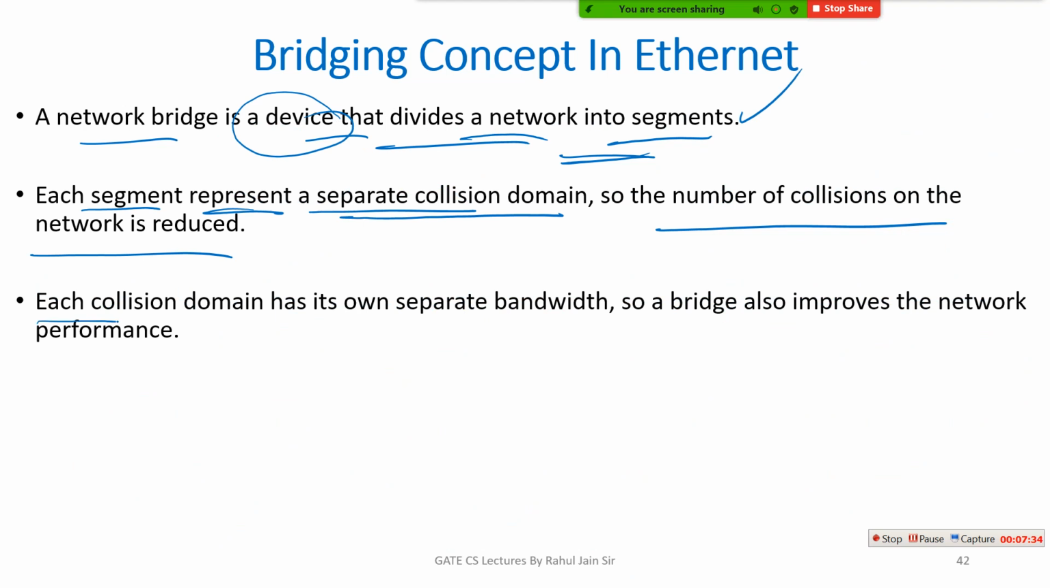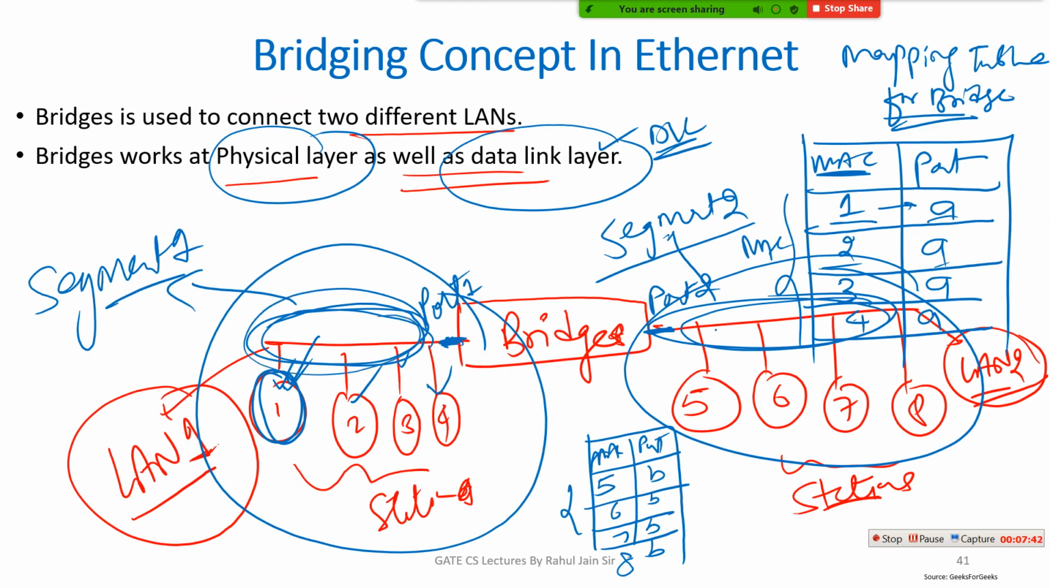Next one is each collision domain has its own separate bandwidth. So a bridge also improves the network performance. So each collision domain will have a separate bandwidth. It may depend on the LAN and type of LANs to which bridges are connected.